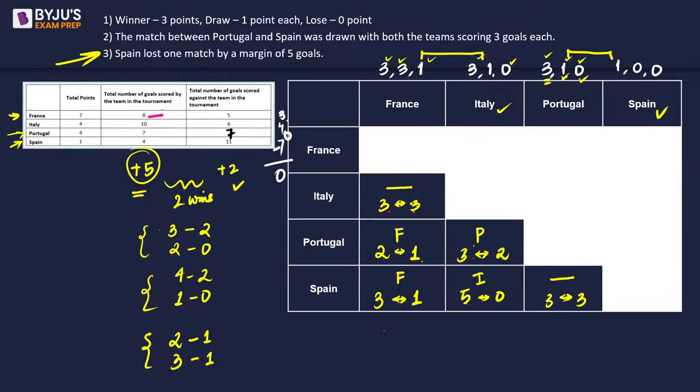What about France ने कितने गोल करे? 3 + 2 + 3, that is 8. Perfect. How many goals were scored against France? 3 + 1 + 1, which is 5. Let's look at Italy. Italy has to score a total of 10 goals. Italy scored 3 goals here, 2 here because Italy lost, and 5 here. 3 + 2 + 5 is 10.